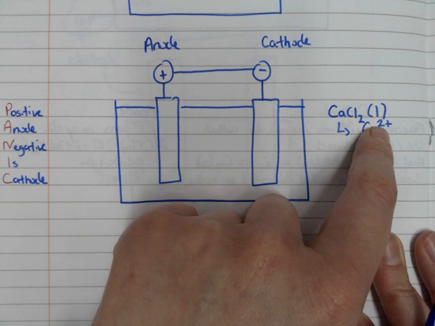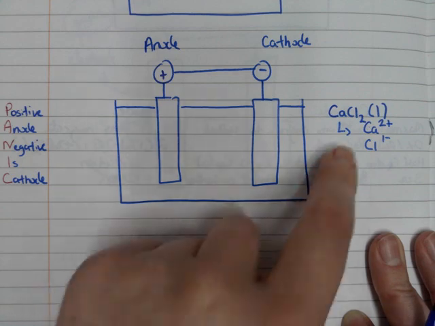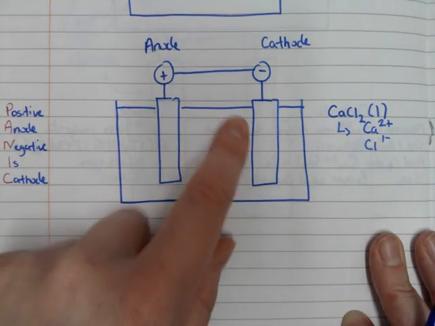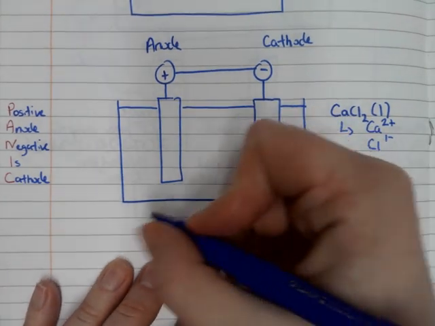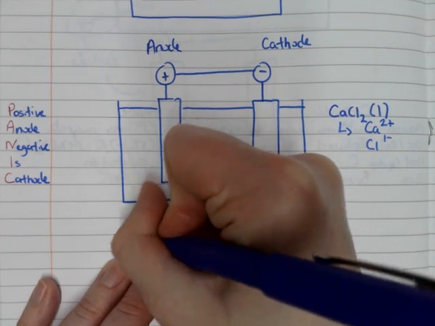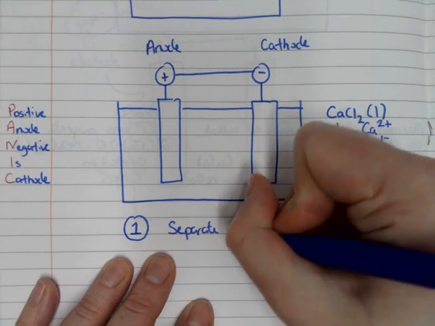Group 2 is +2, group 7 is -1. It doesn't matter what they're bonded to. So these are the ions that I've got present in my electrolyte. And step 1 of electrolysis is just going to be to separate those ions. So the first thing I'm going to do is I will separate the ions.